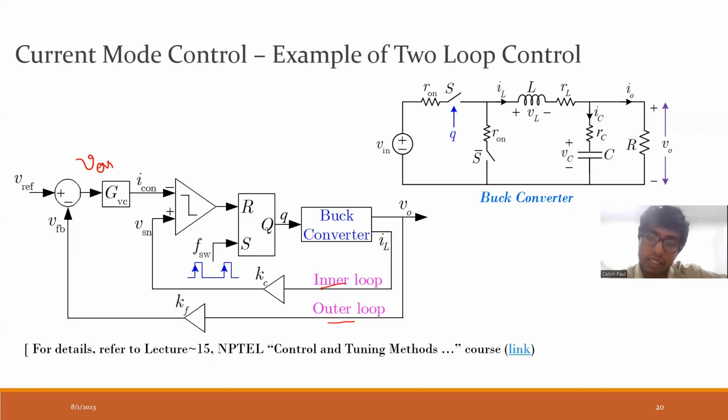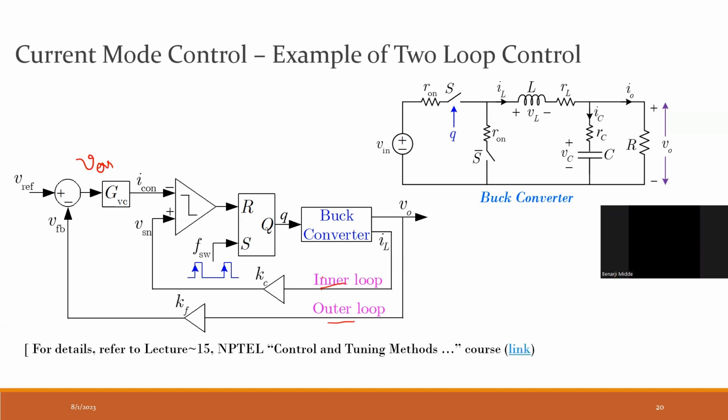Okay. Basically, there are two controls. We are controlling the inductor current via icon and the output voltage via Vref. Okay, and they are interlinked. It is a two-loop control, cascaded control, where the inner loop is much faster than the outer loop. The outer loop is slow, the inner loop is faster.